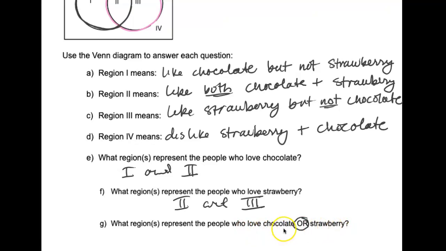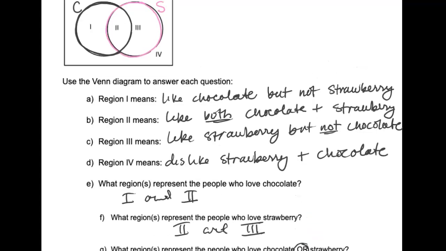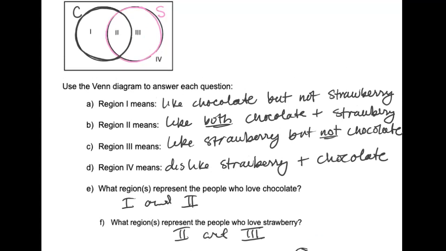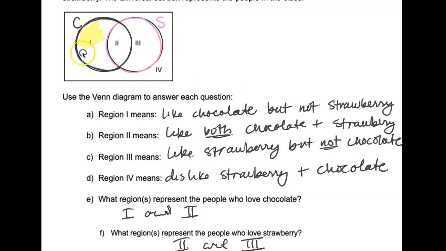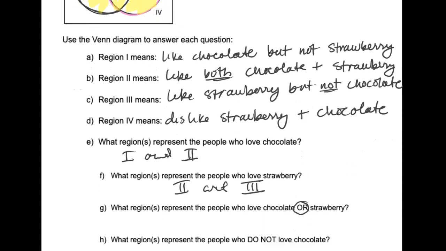Well, anybody who likes chocolate is going to raise their hand. Anybody who likes strawberry is going to raise their hand, even if they don't like the other. And if you like both of them, you're going to raise your hand. So when we're trying to answer this question, we're really going to look for anybody who likes just chocolate, the people who like only strawberry, and the people who like chocolate and strawberry. So here we're looking at regions 1, 2, and 3. Anybody in those regions is going to like chocolate or strawberry. It's okay if they don't like both, or if they like one and not the other. So regions 1, 2, and 3 are people who like chocolate or strawberry.